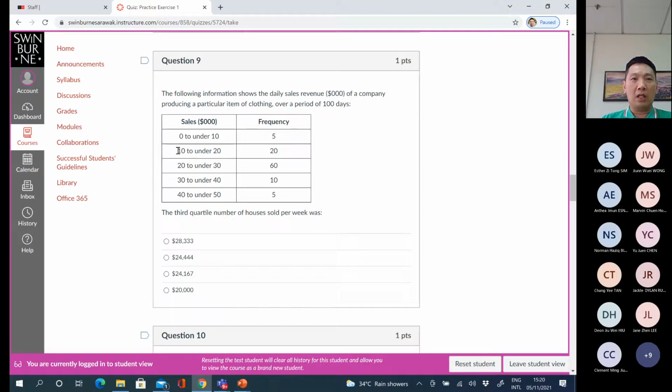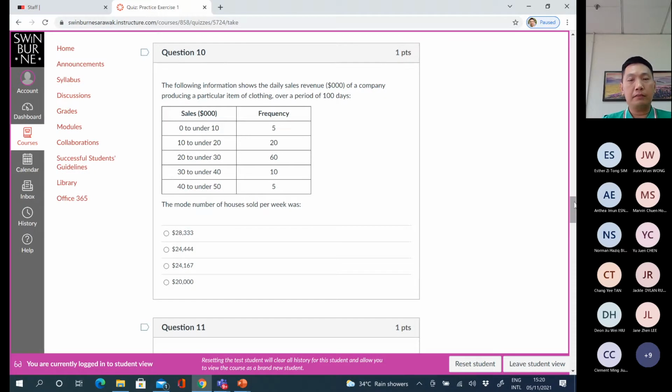lower class value in the second class. Okay? The lower number in the second class is the same as the upper number in the first class. Same, no gap. So directly you can apply the formula. Okay.